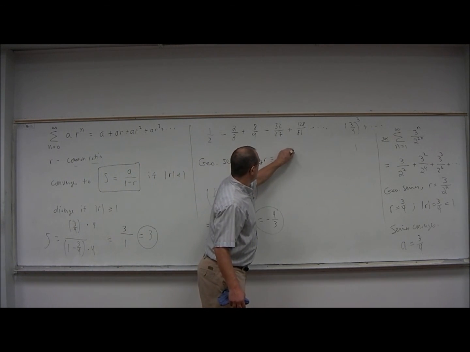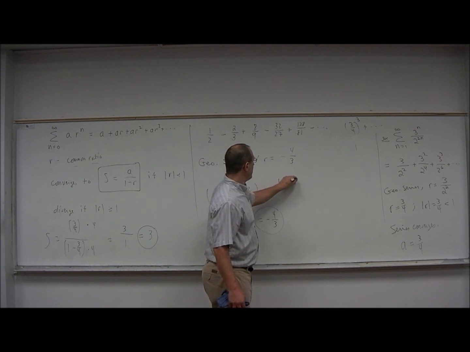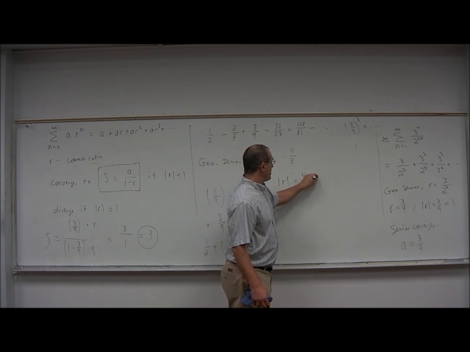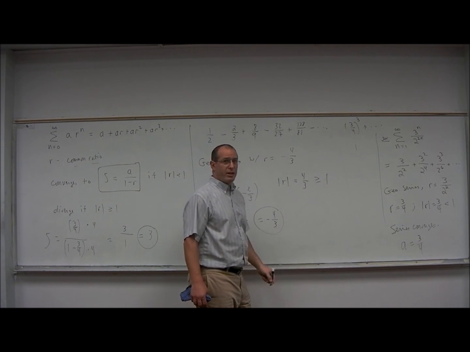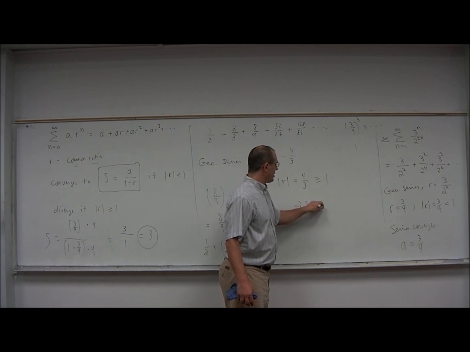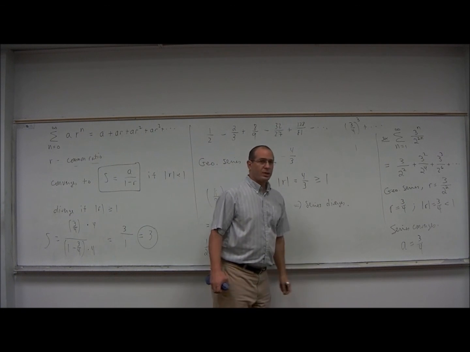R equals negative 4/3. So that means the absolute value of r is 4/3, and that is not less than 1. That's in the other category, bigger than or equal to 1, and that means that this geometric series diverges.